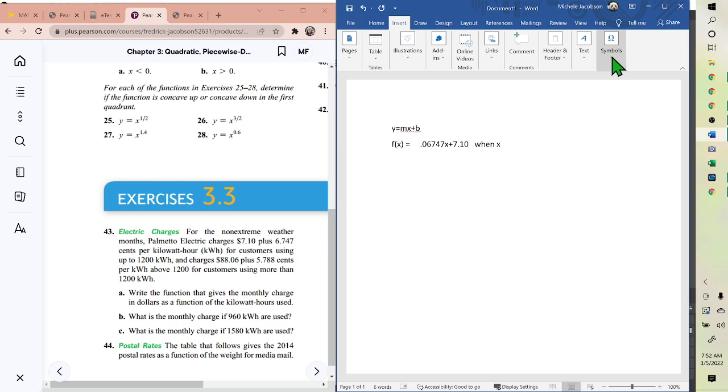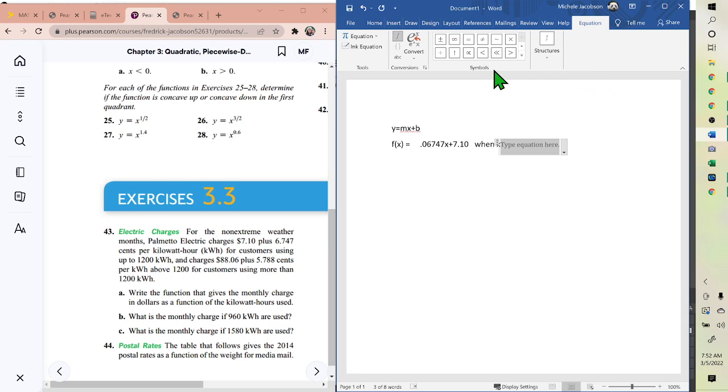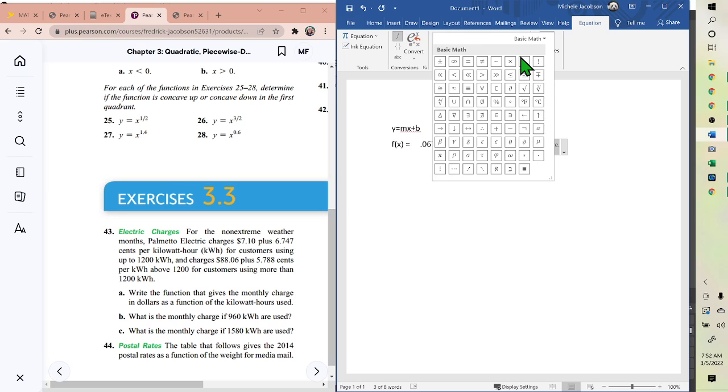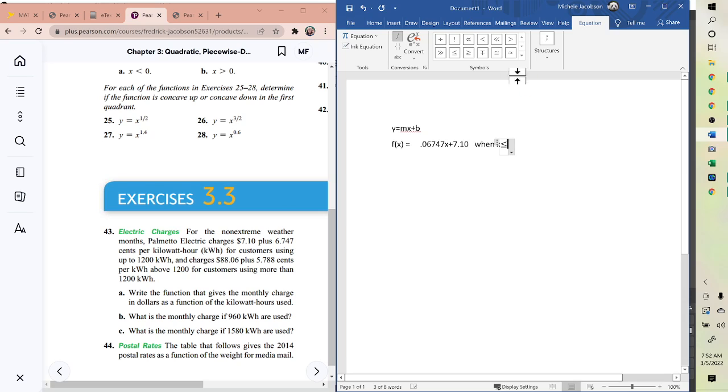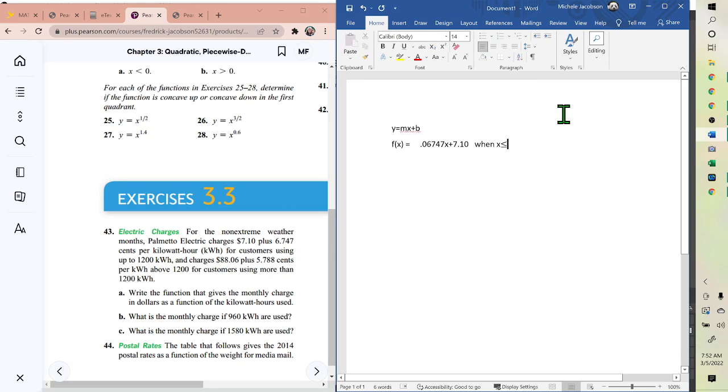insert, there it is, less than or equal to 1,200. So when x is less than or equal to 1,200. Now you could also put 0 here, simply because you're not going to use a negative kilowatt hours. You could have 0 less than x, or less than or equal to, either one, doesn't matter.